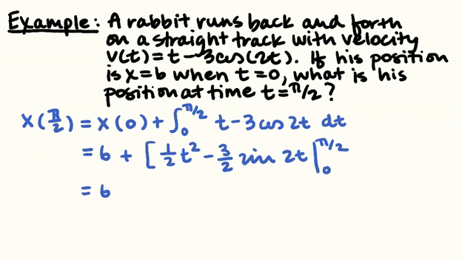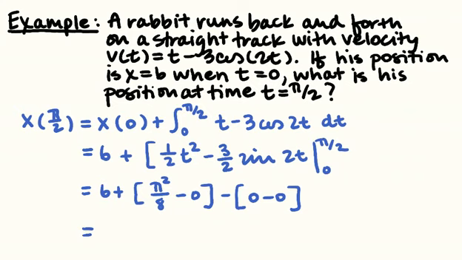All right, so I have 6 plus 1/2 pi over 2 squared. Well, pi over 2 squared is pi squared divided by 2 squared. Half of that would be pi squared divided by 8. Minus 3/2 sine of pi. I like that. That's 0. I know that one. And when I plug in 0, I'm going to have 0 squared and sine of 0. Both of those things are 0. And this is not a pretty number, but 6 plus pi squared divided by 8 is the position at time t equals pi over 2.